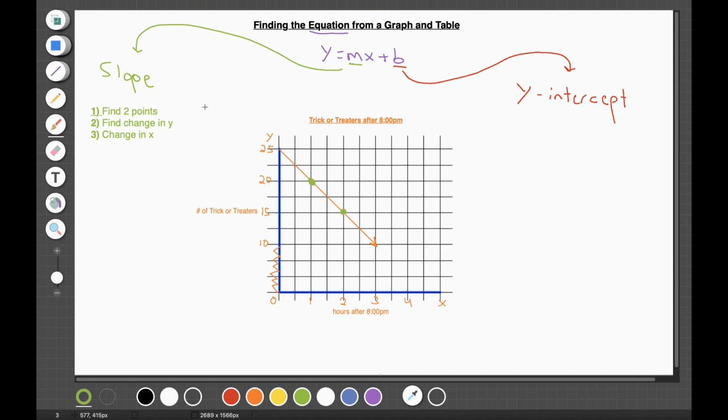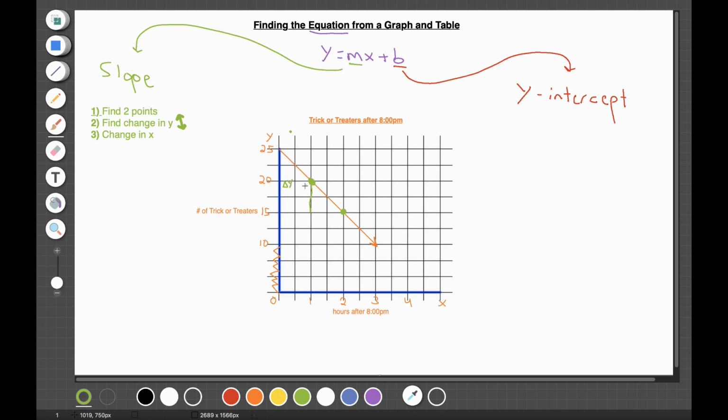Okay, so we're done our first step. Now we're going to find the change in y. And it's important that we remember that the change in y goes up and down, right? So it's like, how far up and down are we going? If I look at this point, how far up and down am I going to get from this point to this point? We always go left to right. That's the other thing. Well, how far down did I go? That's my change in y.